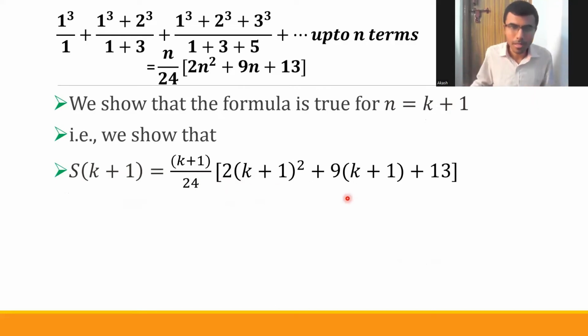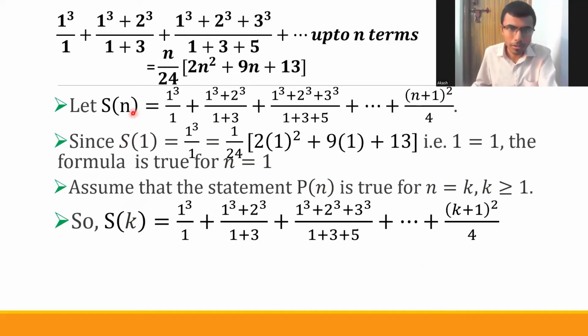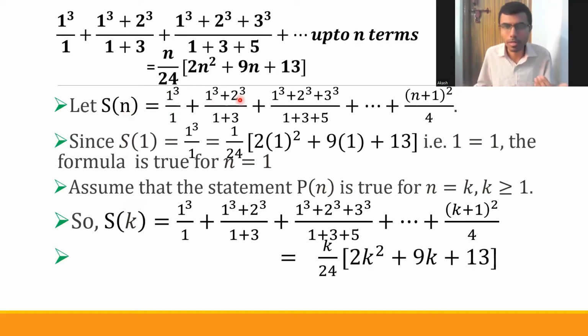Now where to start? We'll start with the basic definition. What is my S of n? My S of n is this, 1 cube by 1 plus 1 cube plus 2 cube by 1 plus 3, like up till this. Now, what is my S of k? S of k is this. So what would be my S of k plus 1? A term more than this. What will be the next term after k plus 1 whole square by 4? It will be k plus 2 whole square by 4.